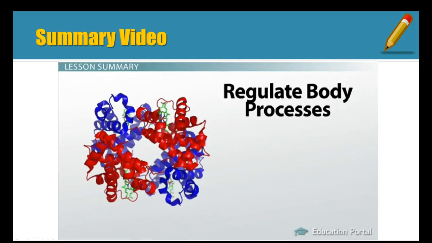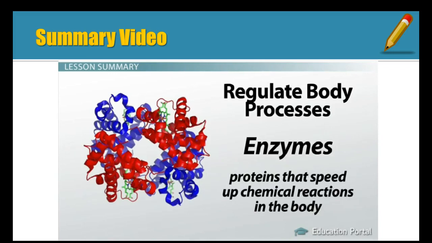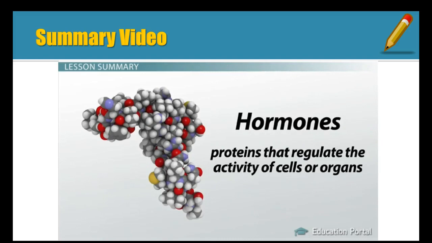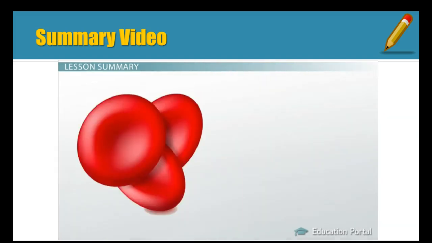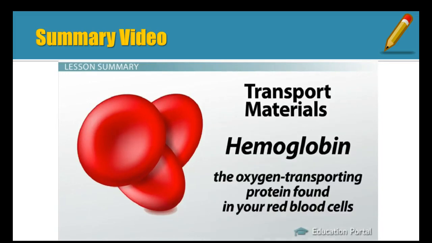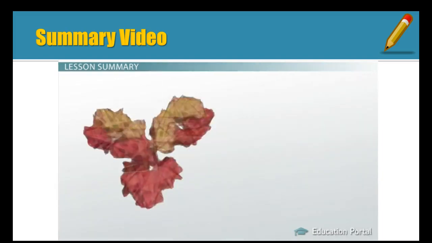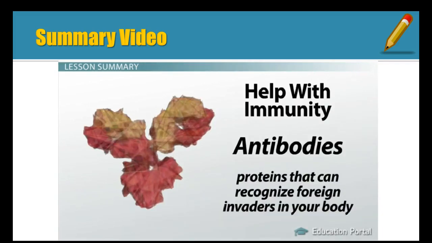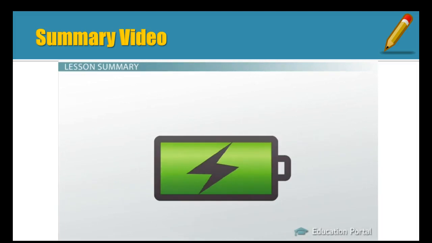Proteins also regulate body processes. For example, enzymes are proteins that speed up chemical reactions in the body, and hormones, like insulin, are proteins that regulate the activity of cells or organs. Some proteins transport materials throughout your body, such as hemoglobin, which is the oxygen-transporting protein found in your red blood cells. Other proteins help with immunity, like we see with antibodies, which are proteins that can recognize foreign invaders in your body. And, if the body needs it, proteins can also be broken down to provide energy.